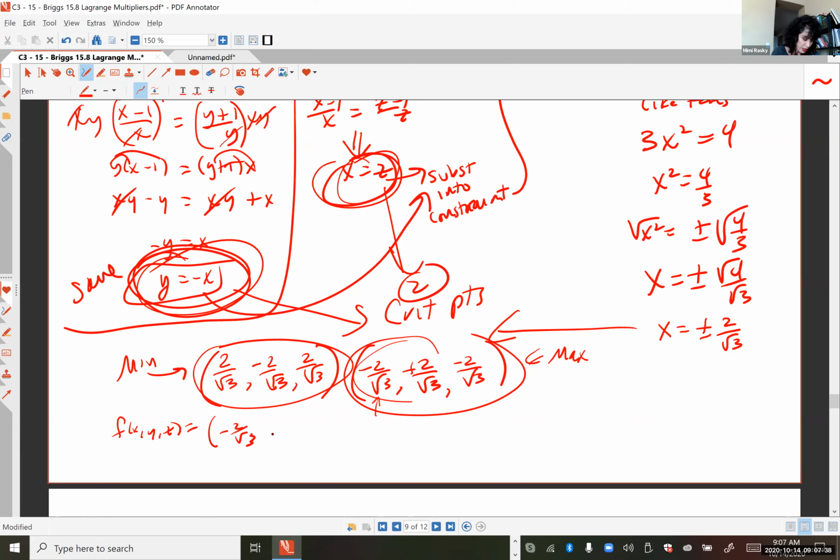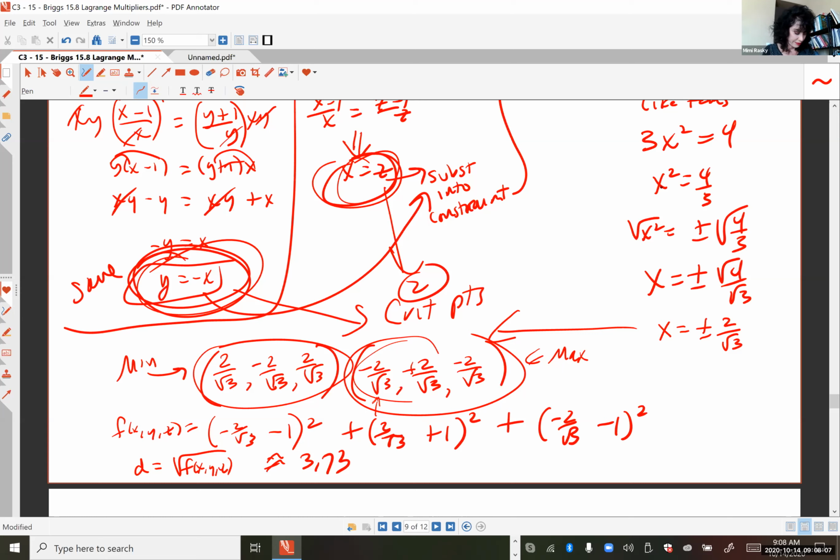So if they want the max distance, after you plug this in, you're going to go (-2 over square root of 3 minus 1) squared, plus (2 square root of 3 plus 1) squared, plus (-2 over square root of 3 minus 1) squared. So you punch that out, and then you square root it. So your distance, remember, is the square root of this. You will get, I think, approximately 3.73. That's your max distance. And then you can find the min distance by doing a similar thing, plugging in your min. Okay, questions?